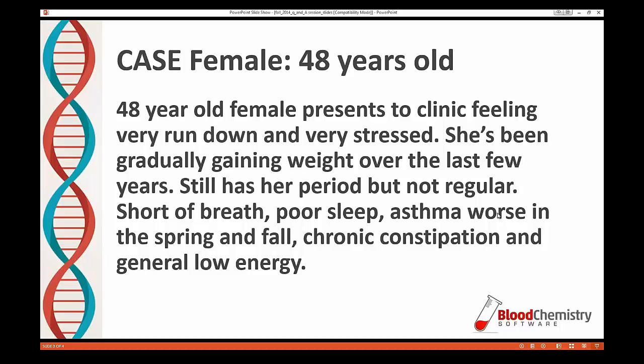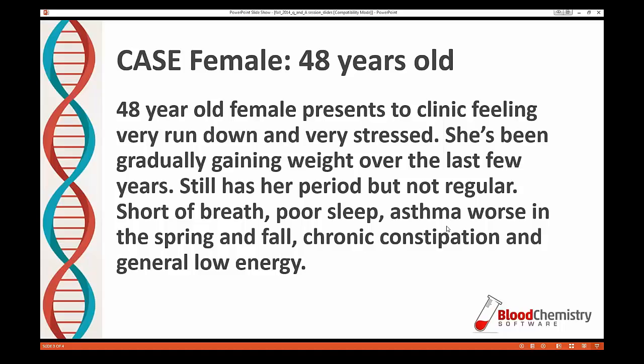She complained of asthma, worse in the spring and the fall. Classic allergy picture. Funnily enough, that's when obviously everything's bursting into life in the spring. But in the fall, there's a lot of tree pollens as well.